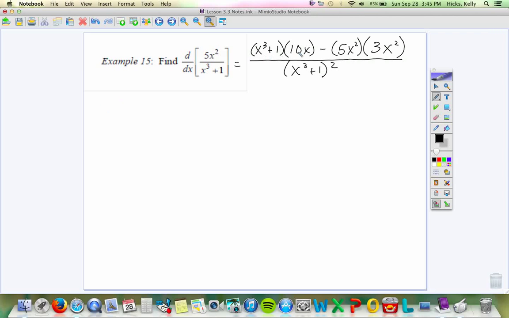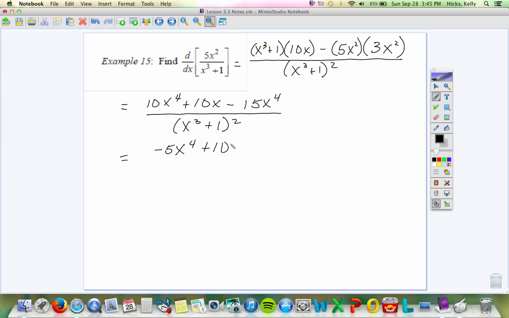Does that all make sense? If you need to go back and do that again, then go back and do it again. But it's low d high minus high d low over low low. Okay, so let's simplify that, or just clean it up a little bit. It's not even simplifying, it's just making it look a little prettier. So x cubed times 10x is going to give us 10x to the 4th plus 10x minus 15x to the 4th, all over x cubed plus 1 squared.